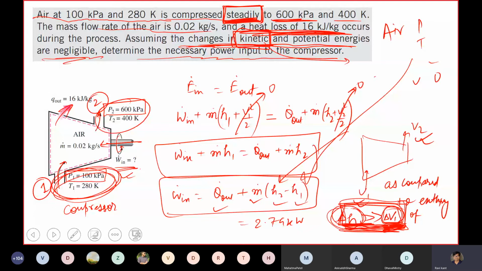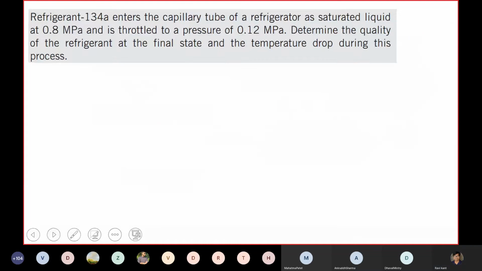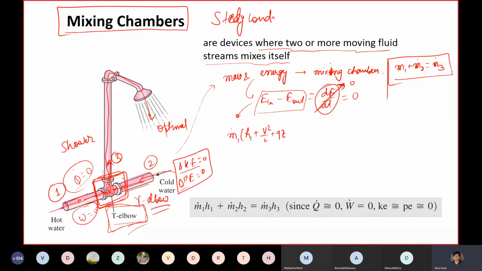The absolute value of enthalpies we cannot compare, obviously, and the change we will talk about. So here the change in kinetic energy and potential energy is zero as compared to the change in enthalpies. So this goes away.